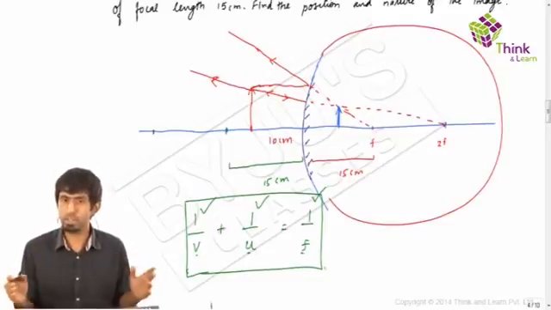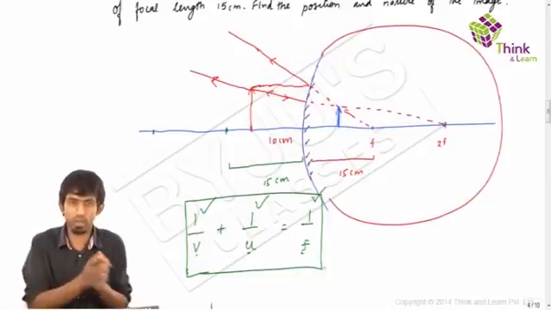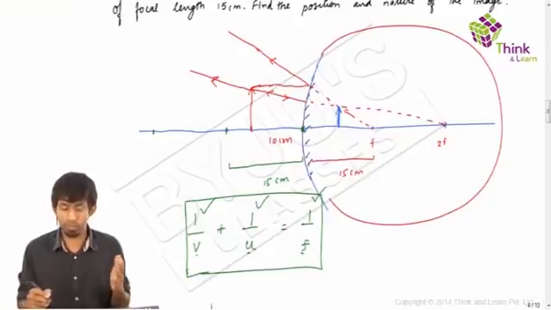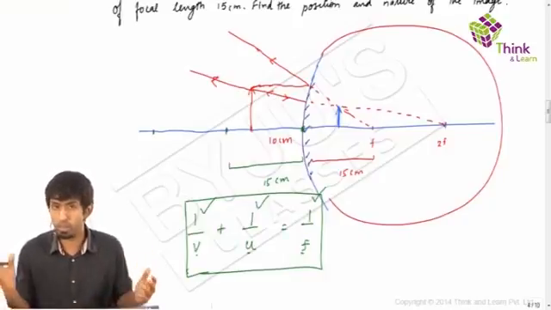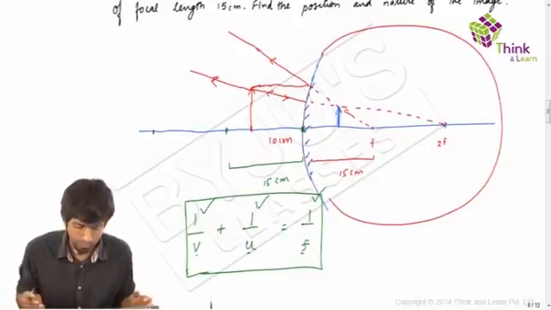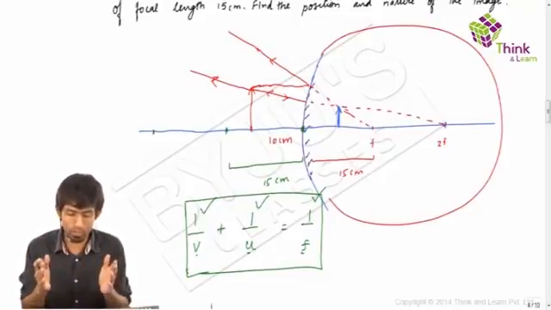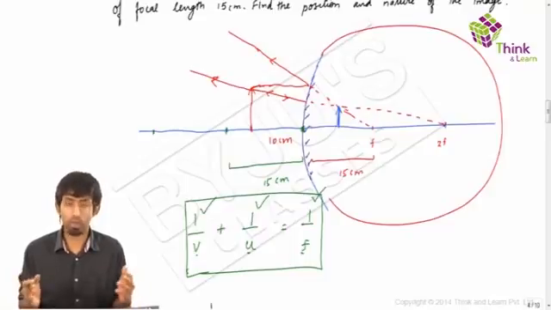And the signs will be such that if the object is towards the left of the pole of the mirror, then the sign must be negative, and if it's on the other side, towards the right, it must be positive. Now we know why we did this, right? To make all the answers and all our formulae look more beautiful.